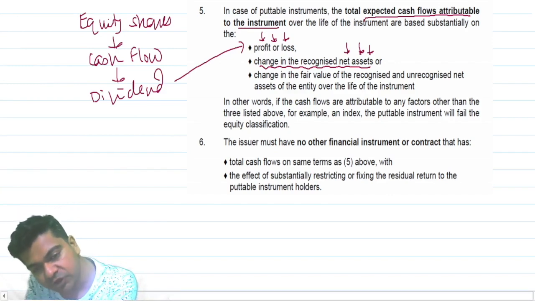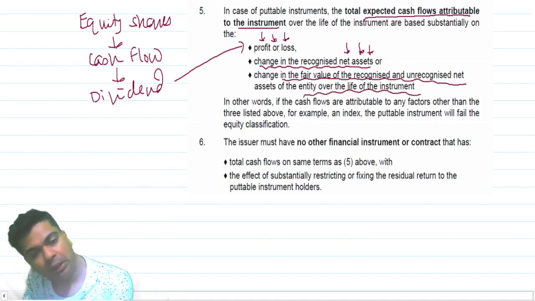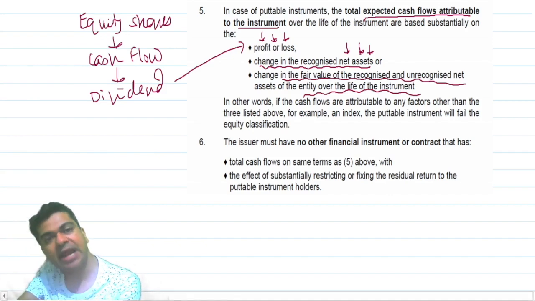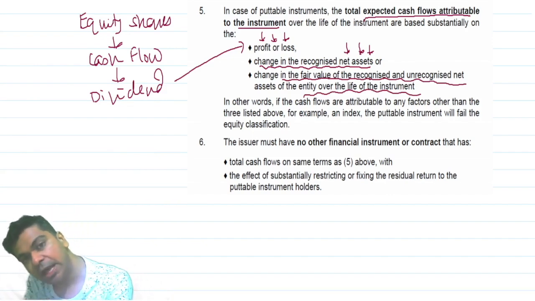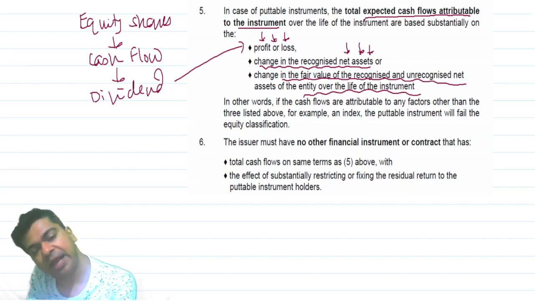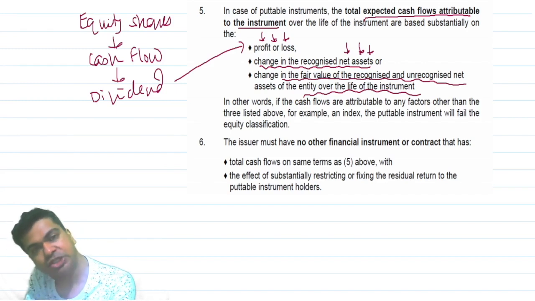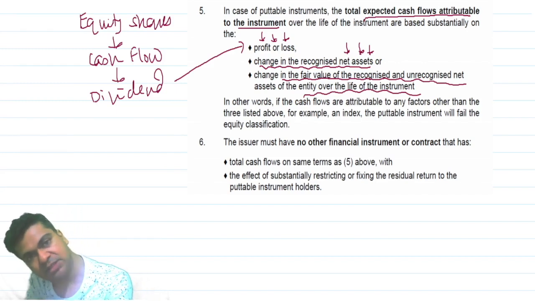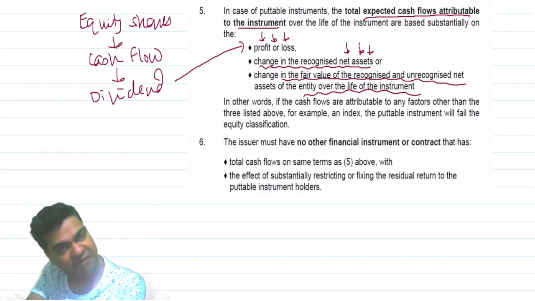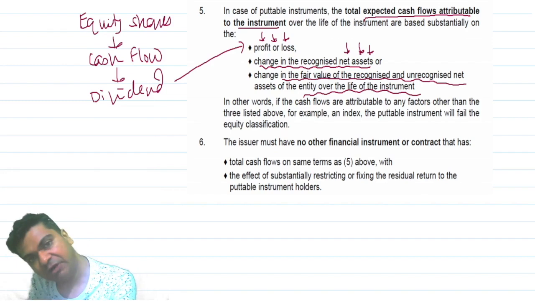Okay. And of course, the change in the fair value of the recognized and the unrecognized net assets of the entity over the life of the instrument. So net assets will change. As the net assets change, their fair values will change, and accordingly the cash flow will be generated. So if you have really invested in a puttable instrument, this will be the source of the cash flow. It will be dependent upon the profit or loss that a company is earning. It shall be dependent upon the changes in the net assets. It shall be dependent upon the change in the fair value of those net assets. So accordingly, the cash flow will be generated.